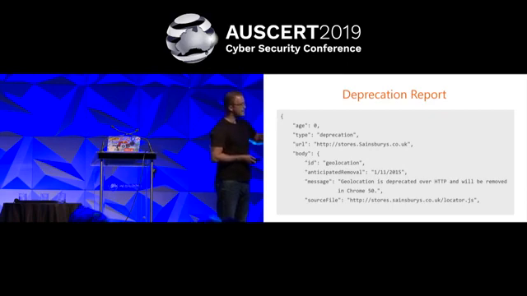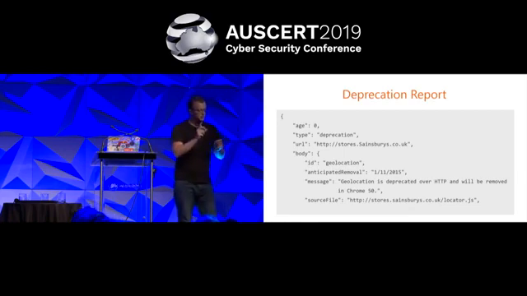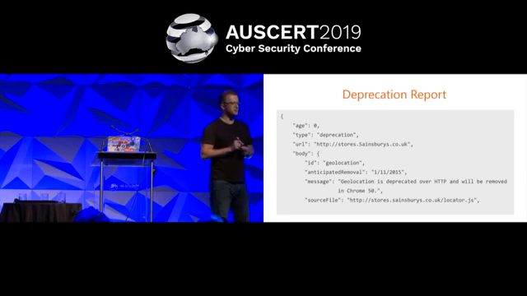The body of the report, ID. Okay, we're failing on geolocation. The anticipated removal date of the feature within the browser. Basic little message, geolocation is deprecated over HTTP and will be removed in Chrome 50. The great thing about this is that as soon as the browser vendor has decided they're going to deprecate something, you will start getting the reports. So they could have potentially had these reports months before this feature stopped working on their site.